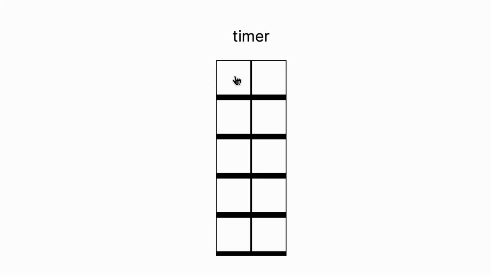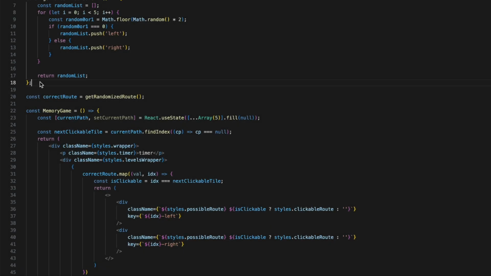Back in our output, we can now see our cursor as the pointer on the first level, which is what we want. Alright, looking good so far. Next, let's implement clicking on a tile.